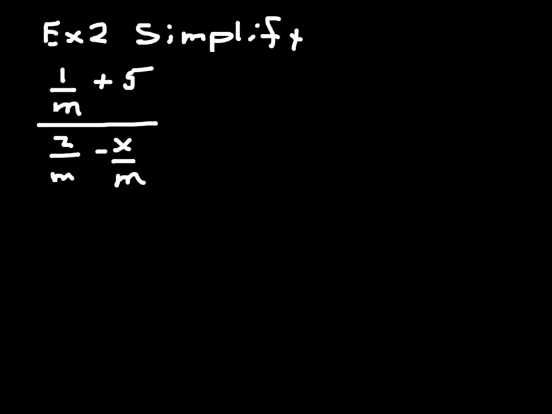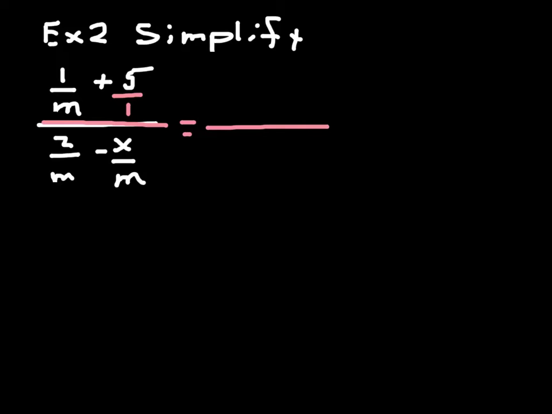All right, let's take a look at example 2. This time I'm adding fractions on top, because really, remember, 5 is the same thing as 5 over 1, and I'm subtracting fractions in the bottom. So how do we do this? Well, you add the fractions in the top, and you subtract the fractions in the bottom, because notice they're subtracting.